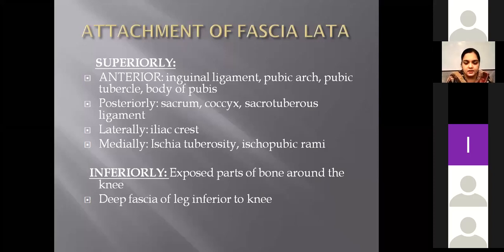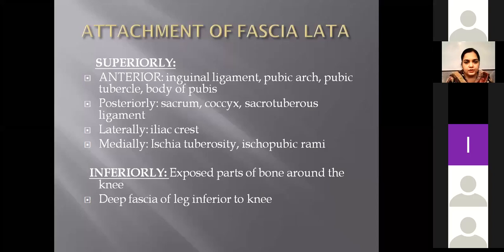What is the location of the inguinal ligament? It extends from the anterior superior iliac spine to the pubic tubercle. In a further slide we will discuss the location of the inguinal ligament also. The inguinal ligament extends from the anterior superior iliac spine to the pubic tubercle.